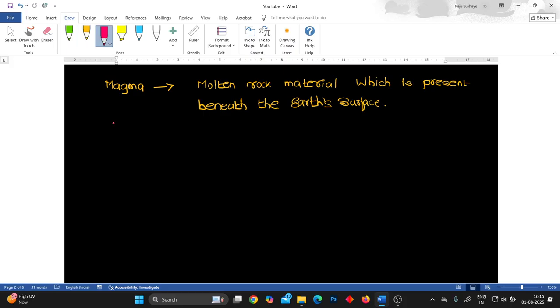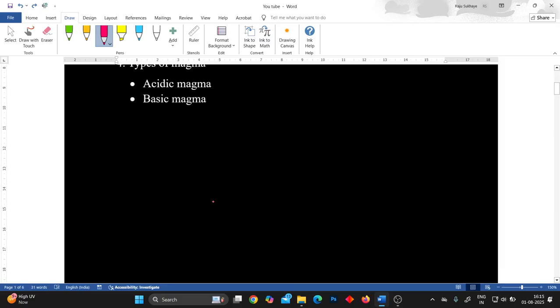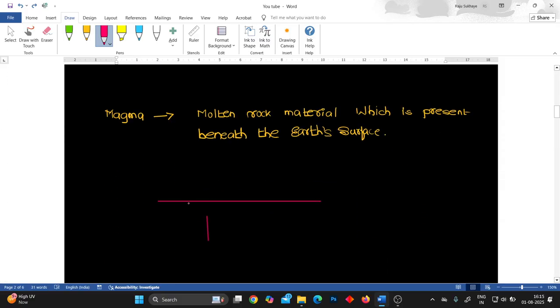earth's surface. Suppose this is the surface of the earth, so the magma will be present here, beneath the earth's surface, and it is molten in composition, or in liquid state. This is known as the magma chamber.